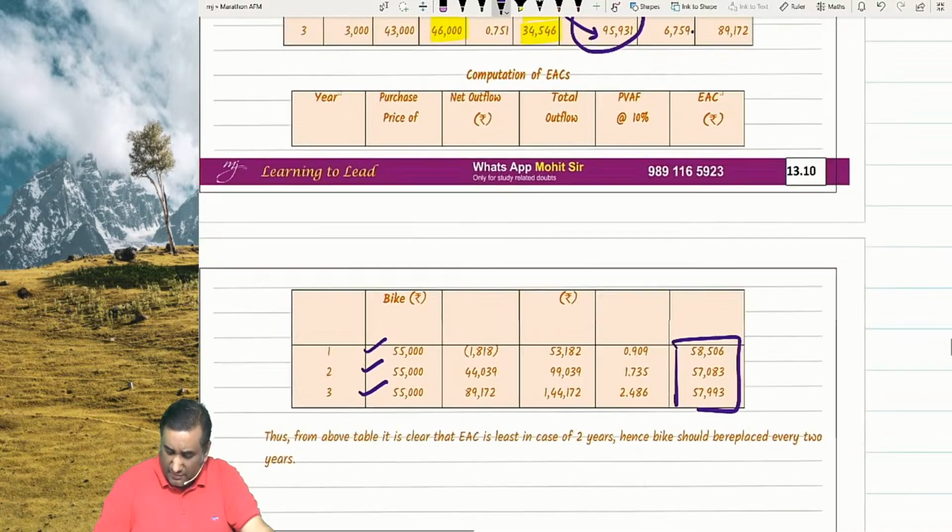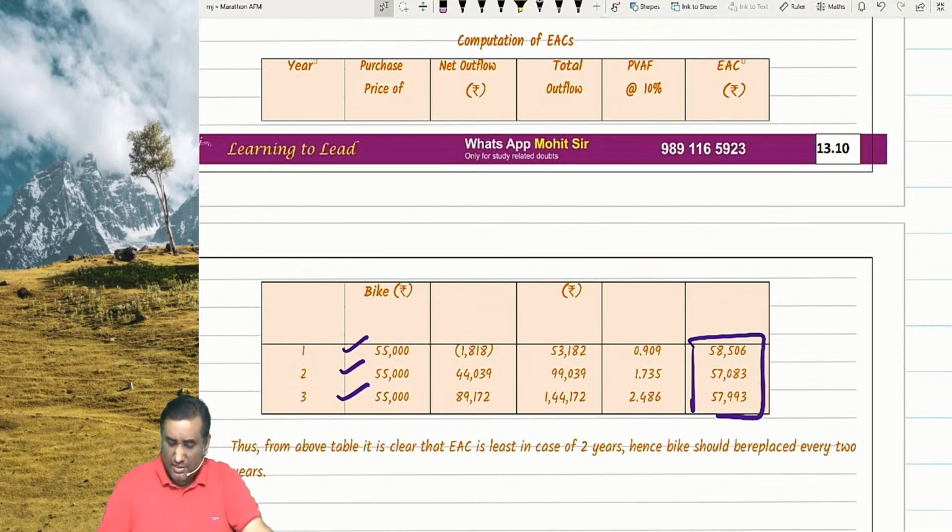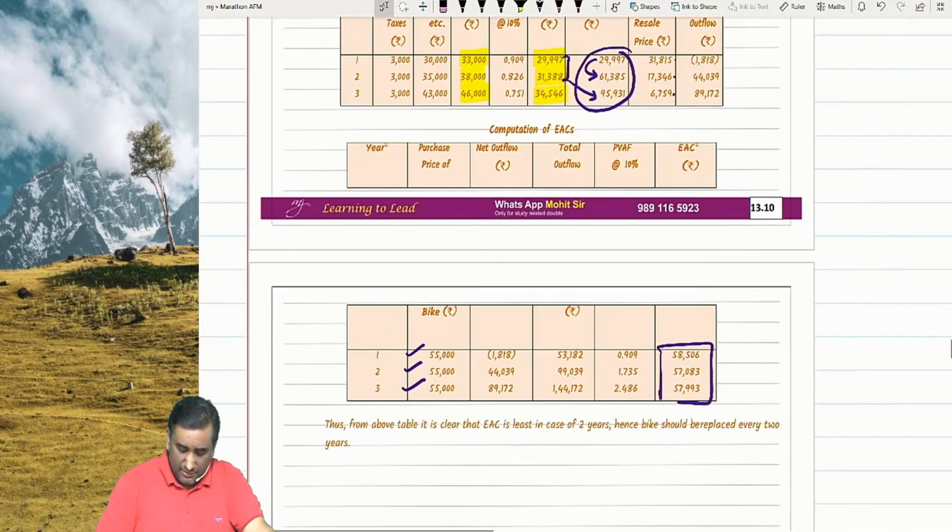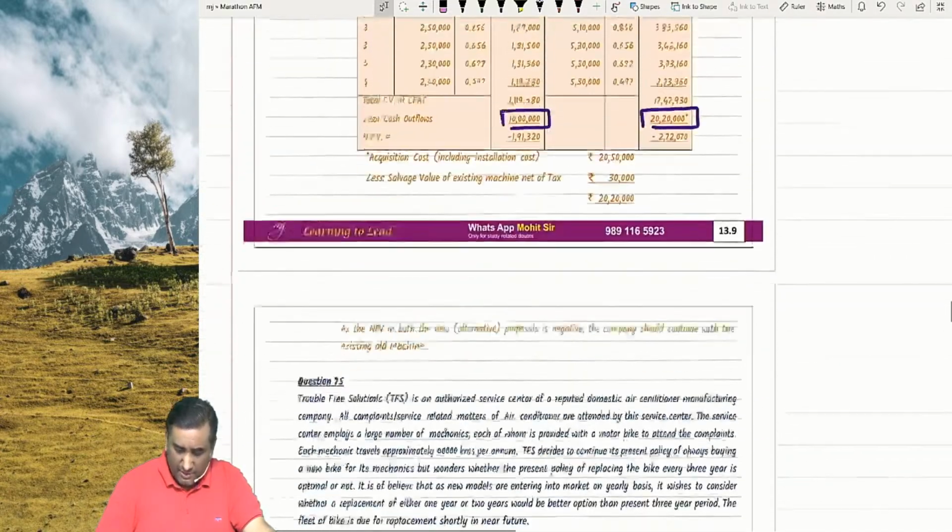Just check what you were getting. 58,506, 57,083 and 57,993. That was the optimal replacement cycle. That's fine. That was the optimal cycle we had.